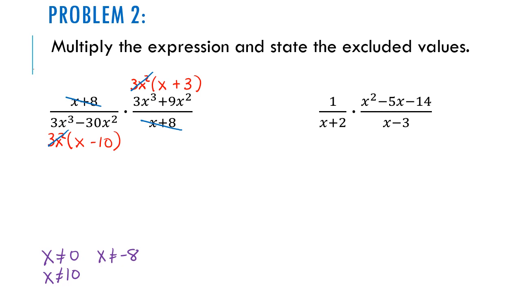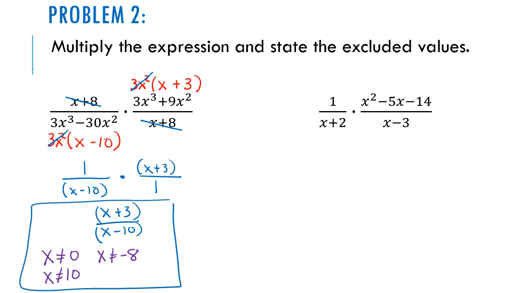And so what I'm left with as a problem is 1 over x minus 10 times x plus 3 over 1. Well, now I just multiply them together. 1 times x plus 3 is x plus 3. And then x minus 10 times 1 is just x minus 10. And now I have my simplified answer with my excluded values.